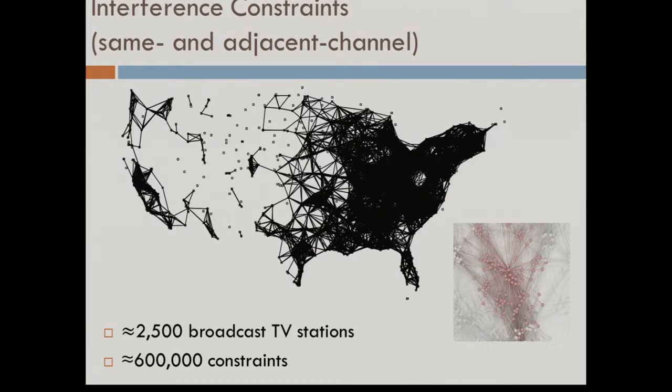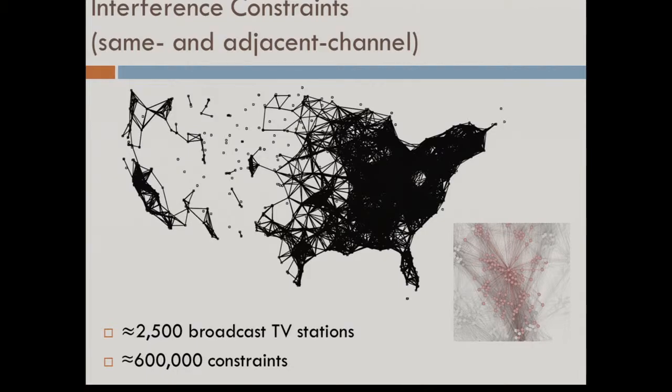The constraints, there's kind of like a graph, but there are also adjacent channel constraints, and the constraints depend on which channels they're assigned to. So there are about 600,000 constraints if you describe all of them carefully. So that's the problem for the FCC.